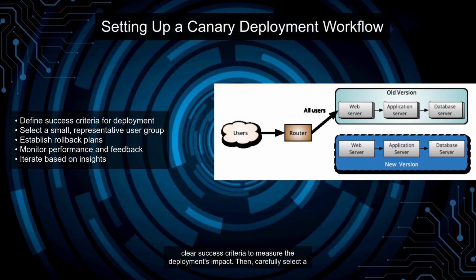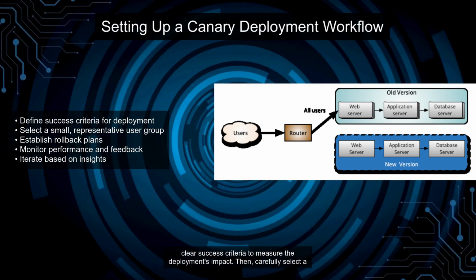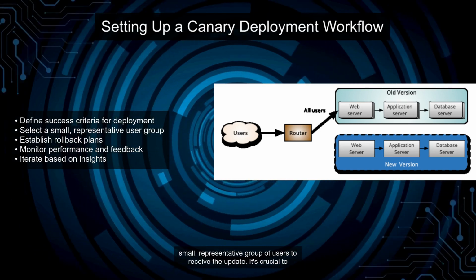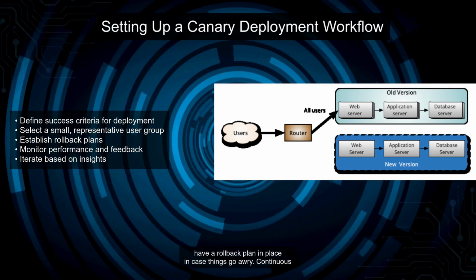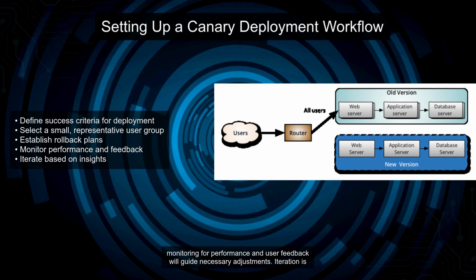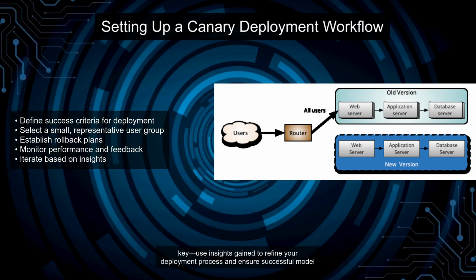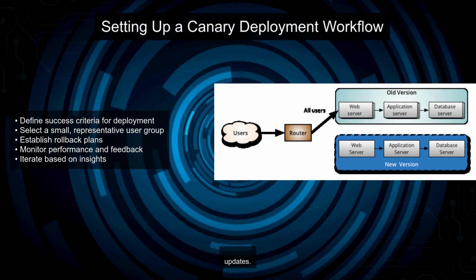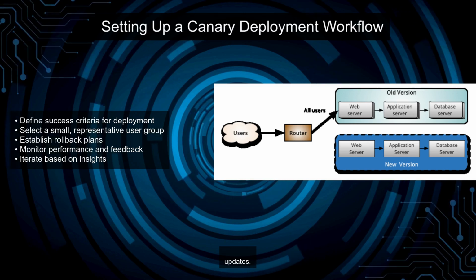Setting up a Canary deployment workflow involves several critical steps. First, define clear success criteria to measure the deployment's impact. Then, carefully select a small, representative group of users to receive the update. It's crucial to have a rollback plan in place in case things go awry. Continuous monitoring for performance and user feedback will guide necessary adjustments. Iteration is key. Use insights gained to refine your deployment process and ensure successful model updates.